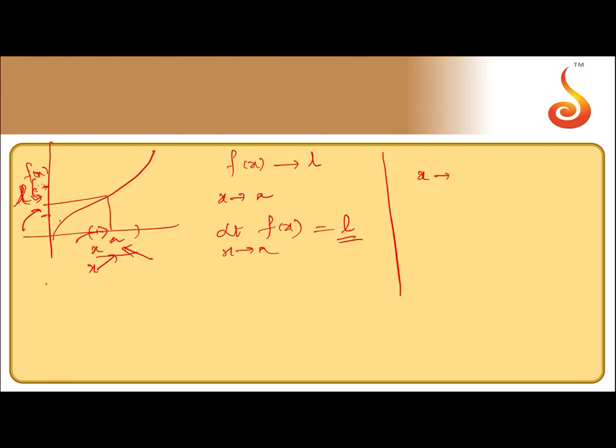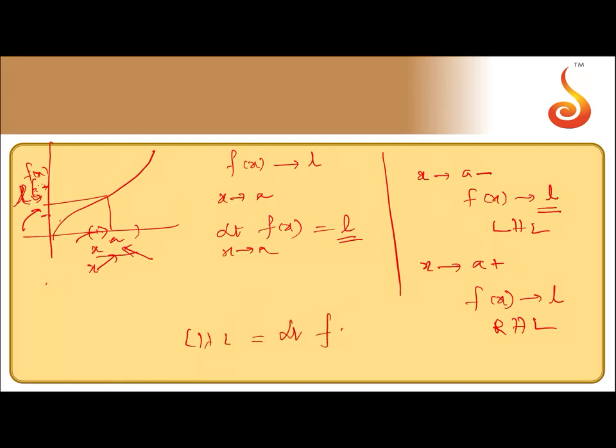Suppose when x is approaching a from the left side and f of x is approaching L, I say that the limit is called the left-handed limit. When x approaches a from the right side, and f of x is approaching L, then L is called the right-handed limit. Symbolically, LHL can be written as limit of f of x as x approaches a minus is equal to L, and RHL is written as limit of f of x as x approaches a plus is L.